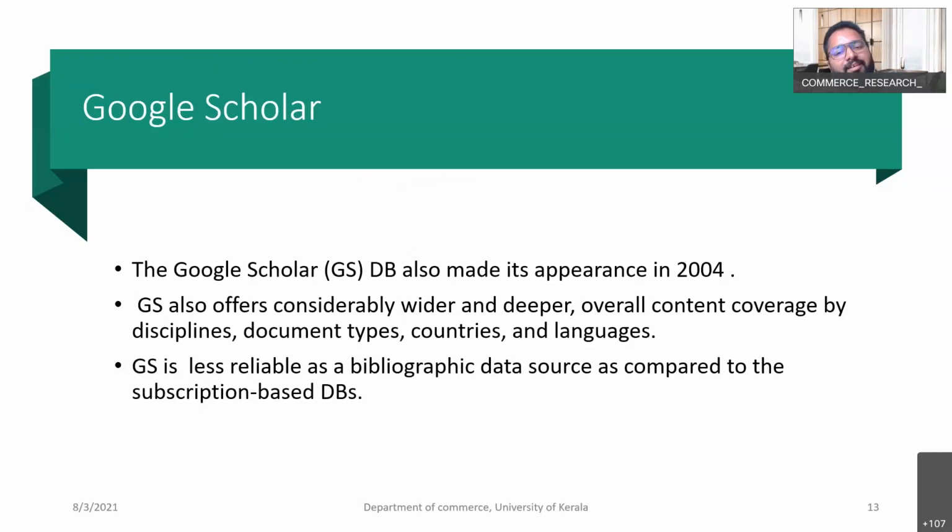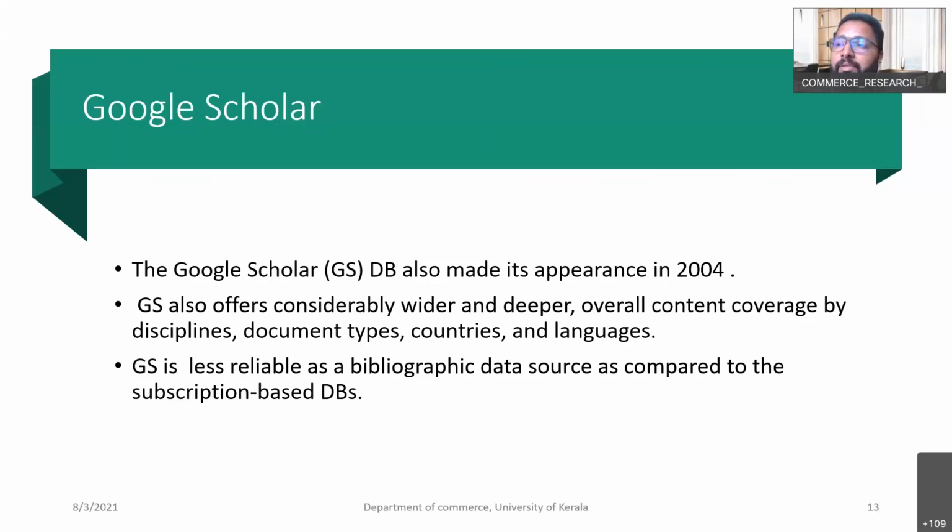So Google Scholar also made its appearance in 2004. Google Scholar offers considerably wider and deeper overall content coverage by disciplines, document type, countries, and languages. Google Scholar is less reliable as a bibliographic data source compared to subscription-based databases. You know, Google Scholar is free, so there is a problem of manipulations, and we cannot depend on Google Scholar. If you search with a keyword, you will get journals that are not indexed.